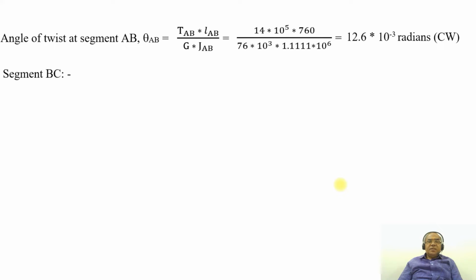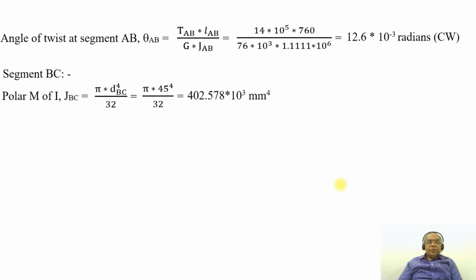So similarly, segment BC will have a polar moment of inertia JBC equal to pi into d to the power of 4 by 32 for the section BC, which will be equal to pi into 45 to the power of 4 by 32. On simplification, you are going to get 402.578 into 10 to the power of 3 mm to the power of 4.